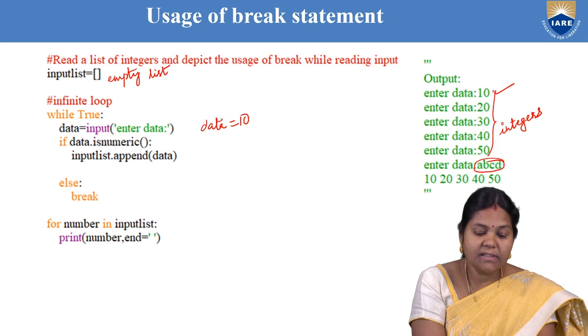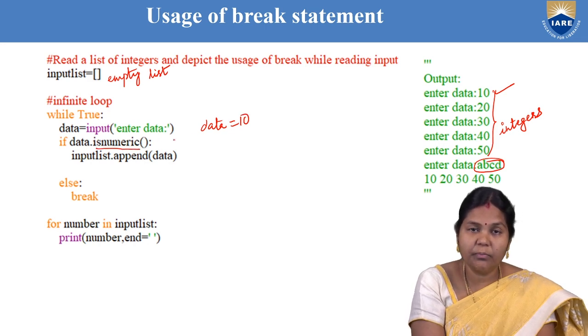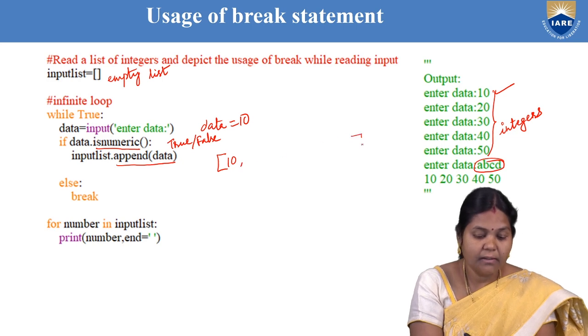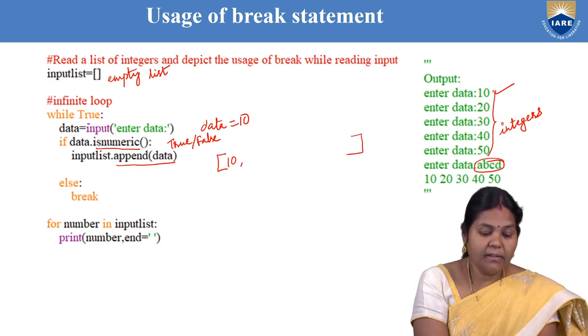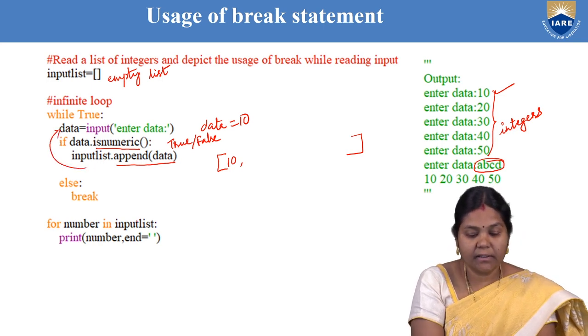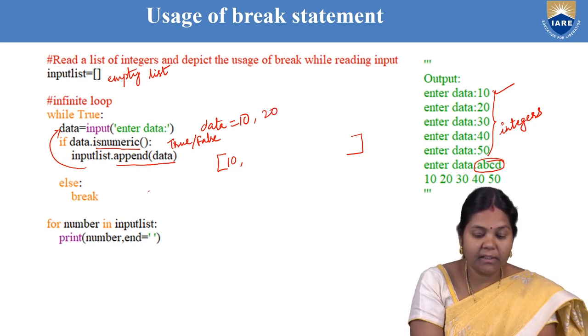Then you check whether this data is numeric. You use the function numeric, and this function will return true or false. If the data is numeric, it returns true, and the data is appended to the list. Using the append method, the data value 10 is appended to the list. Similarly, because the while loop is an infinite loop, it will read the second data. Suppose the second data you have entered is 20. Again it checks; if it is numeric, it appends to the list.